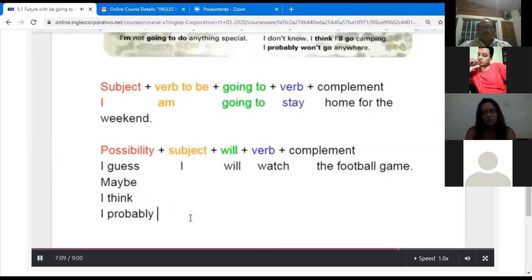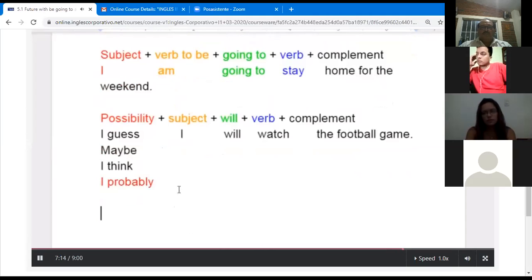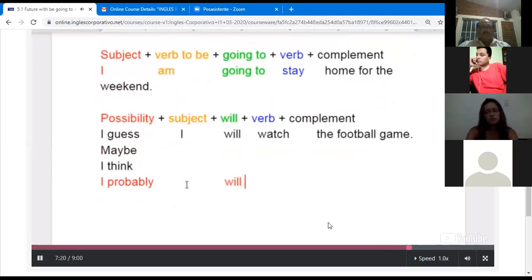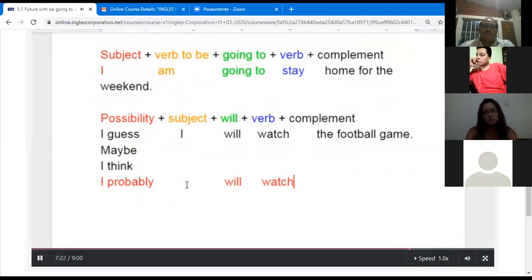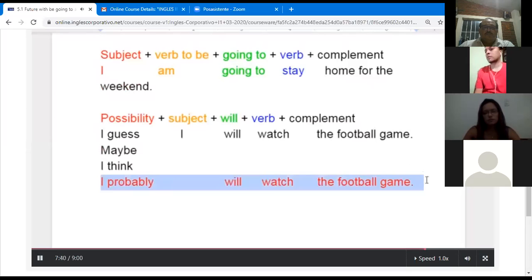Now, with this last one here, I would like for you to pay attention to that one. This is not going to follow the subject, okay? It will just continue to follow. I probably will watch the football game. But for the rest, you will need that subject there in the middle, okay? I guess I'll watch the football game. Maybe I'll watch the football game. I think I'll watch the football game. But however, with this one, you don't want to use a subject there in the middle. I probably will watch the football game.